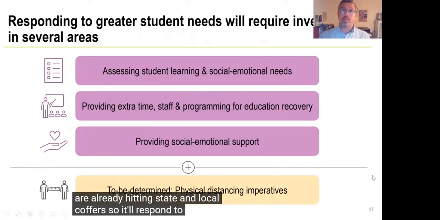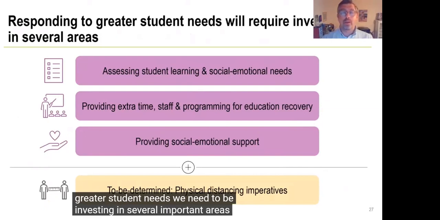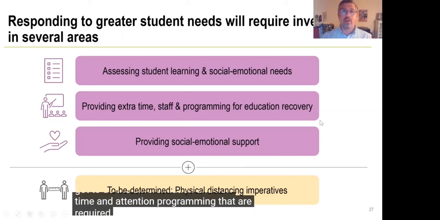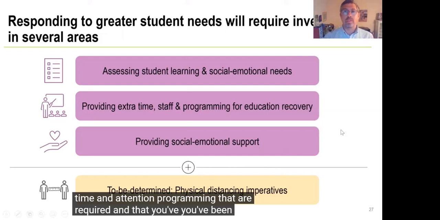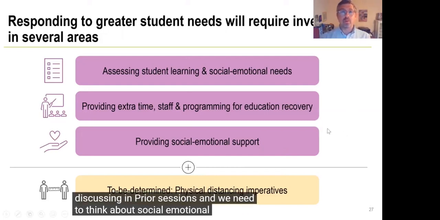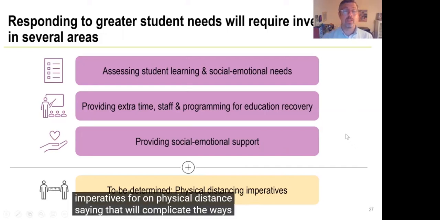So to respond to these greater student needs, we need to be investing in several important areas. We've got to be assessing student learning and social emotional needs. We've got to do the differentiation and new time and attention programming that are required and that you've been discussing in prior sessions. And we need to think about social emotional support for students as well as for educators. And we recognize we also have imperatives around physical distancing that will complicate the ways in which we come back to school.